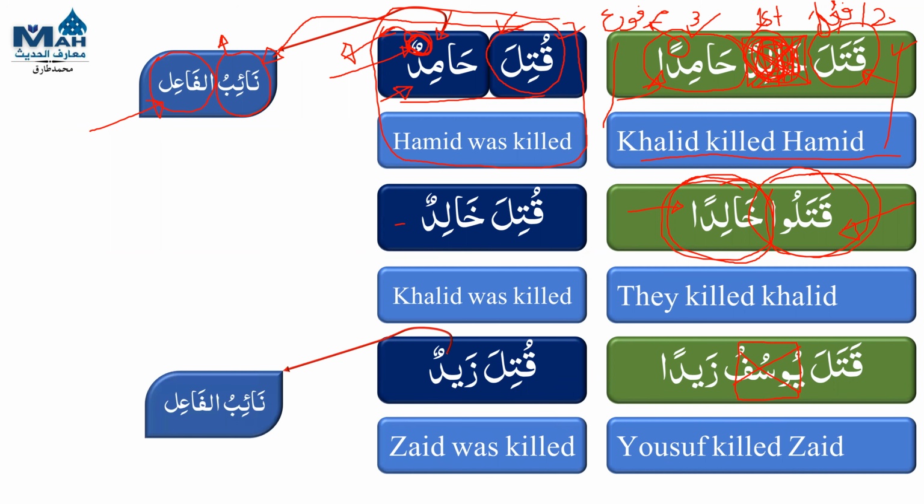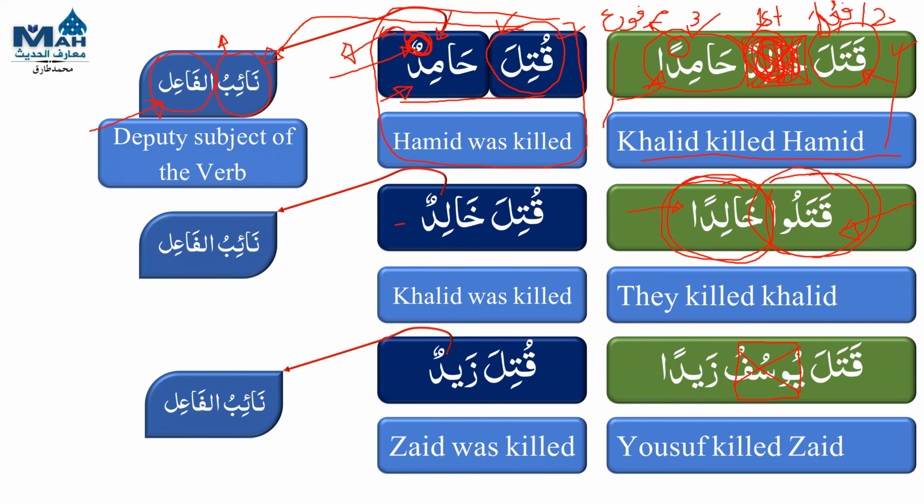Very good. So Zaid is naibul fa'il, Khalid is naibul fa'il. Naibul fa'il means deputy subject of the verb. Deputy subject of the verbs. Okay. Next sentence, please read. Qatala Khalidur Rijala. Okay. Khalid killed the man.